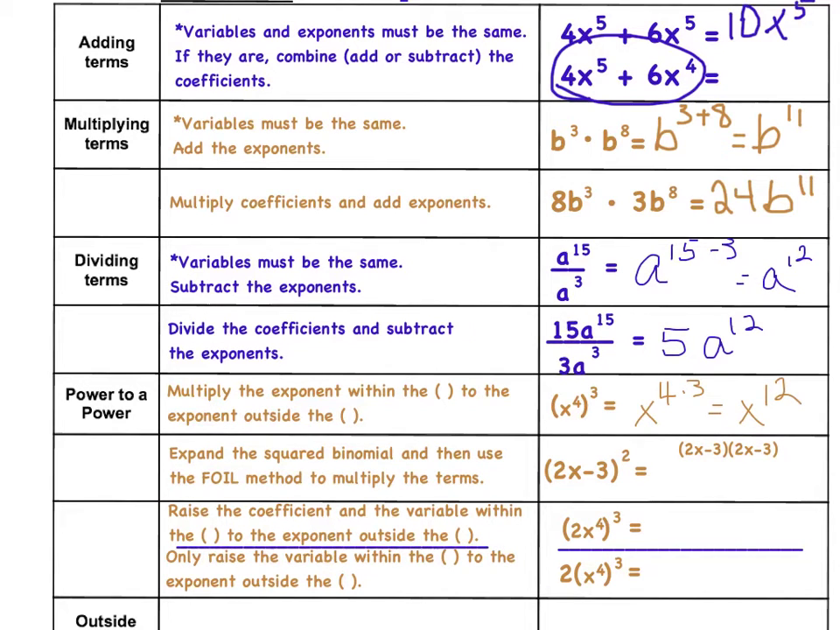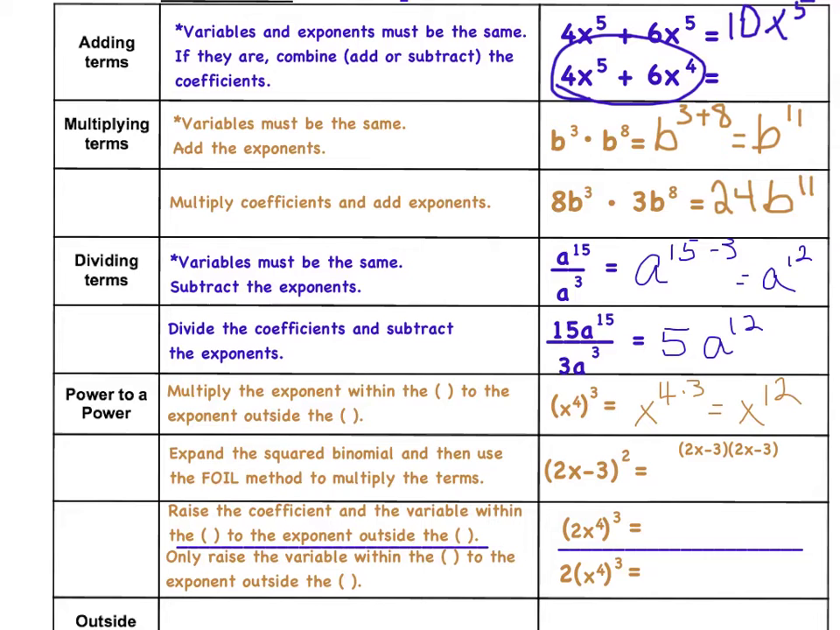Now, what if the term inside of the parentheses is a binomial? Well, if you have a binomial squared, first you will expand that squared binomial. And then after that, you will simply use the FOIL method to multiply the terms.